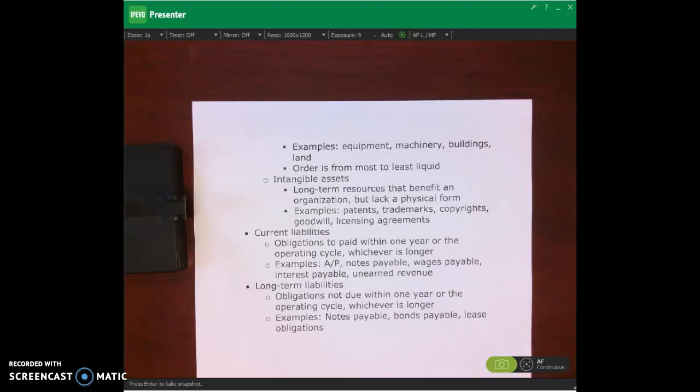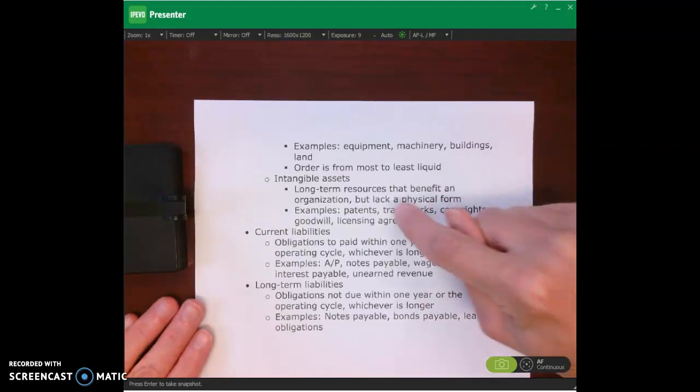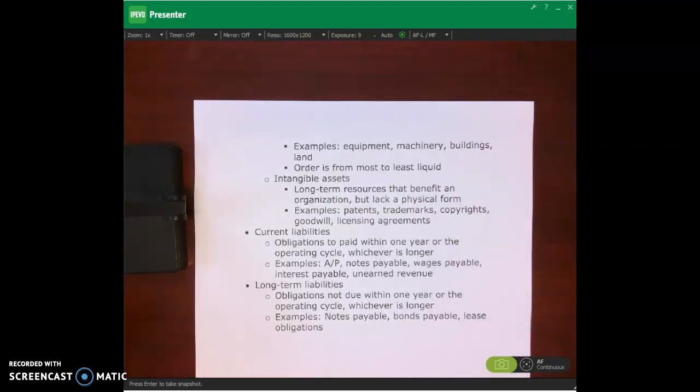Intangible assets are those long-term resources that benefit an organization similar to plant assets, but you can't touch them. A building is a tangible asset. That's why it's classified under plant assets. I can come and touch a building. I can't really do that with a trademark or copyright. Those are intangible assets, okay? They lack a physical form, so patents, trademarks, copyrights, goodwill, licensing agreements. And so that's on the asset side.